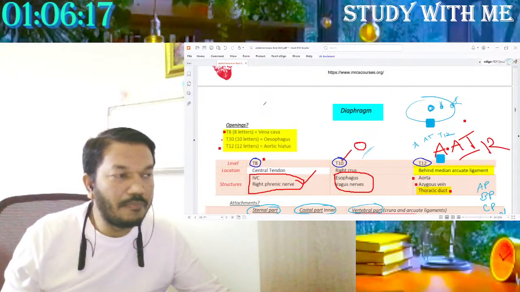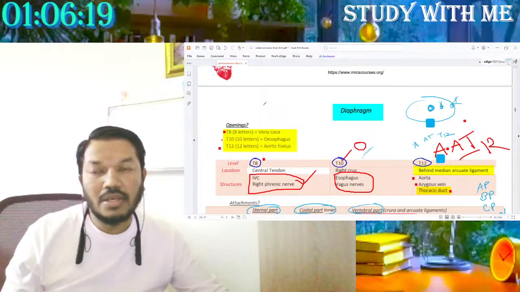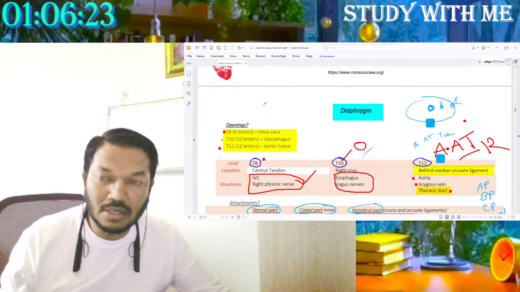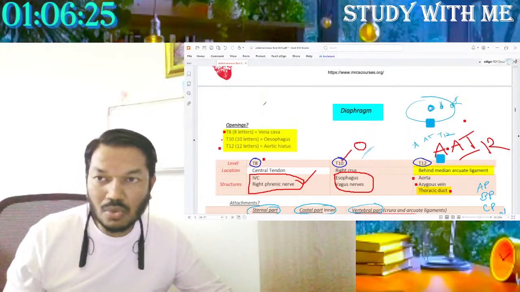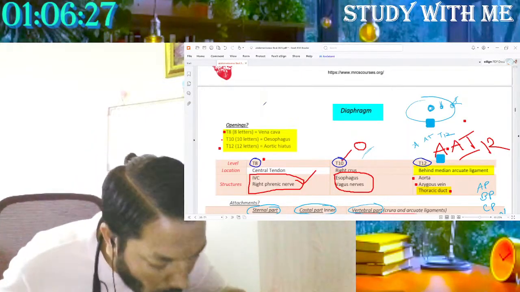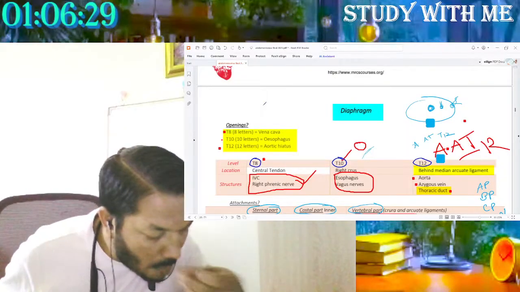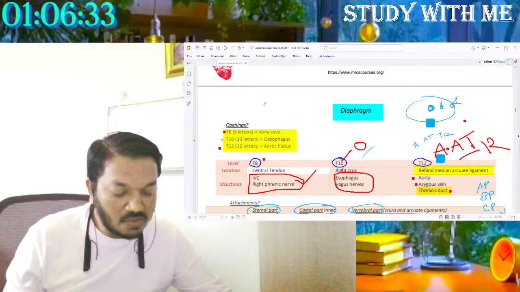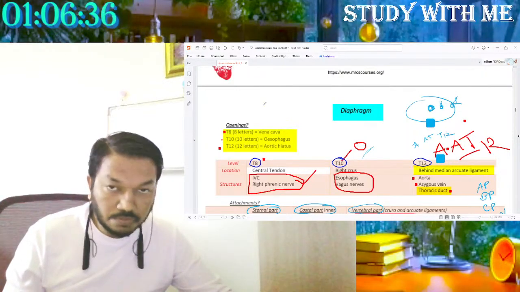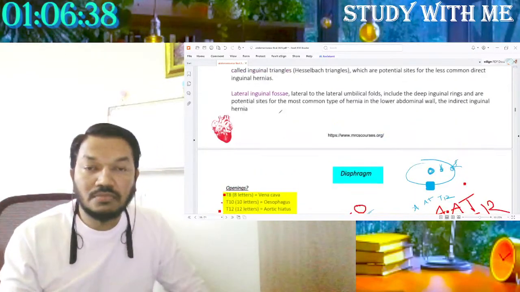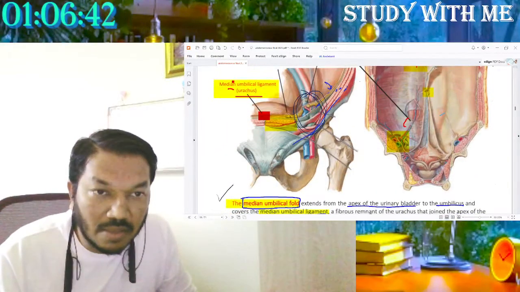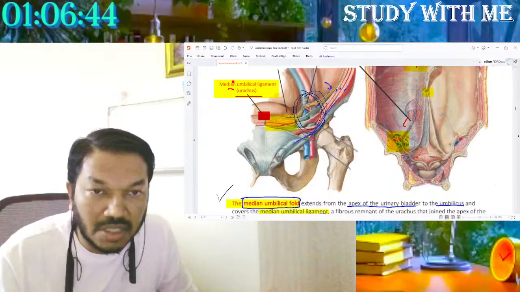Any abdominal surgery, any inguinal surgery, any open hernia surgery, open appendectomy. It will remain. See, that's why this picture is important. You can see the image.